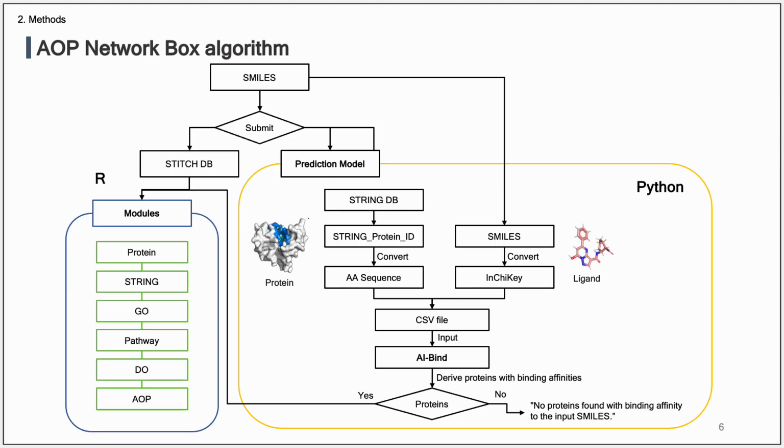The AOP Network Box algorithm is as follows. When the user inputs SMILES information and presses the Submit button, the protein ligand score is obtained through the Stitch database and AI bind prediction. The AI bind model prediction part was written in Python, and the web server and AOP Network Box modules were written in R.